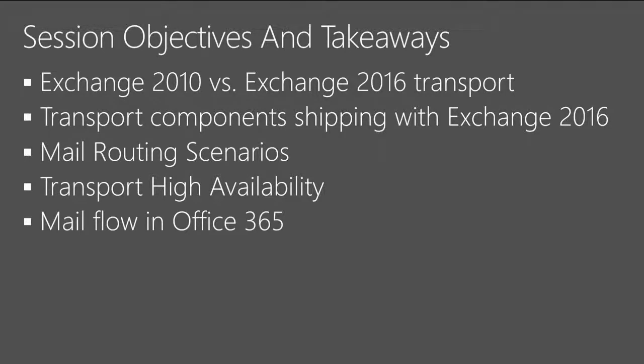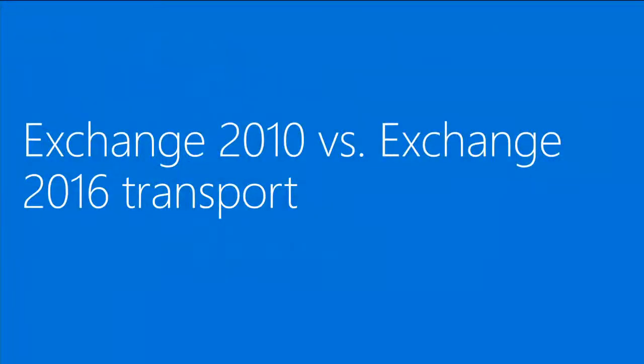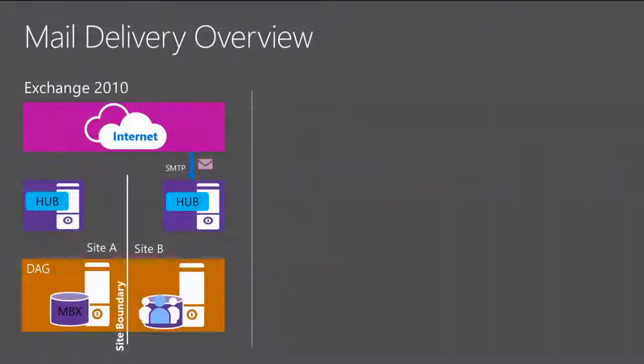We'll go into a deep dive for each of the transport components that ship with Exchange 2016. We'll go through a few routing scenarios so you understand at the end of the day how routing will work with both 2013 and 2016. It's very similar. Then transport high availability, and finally, Office 365 mail flow. So what's the major difference between 2010 and 2016, or even 2010 and 2013?